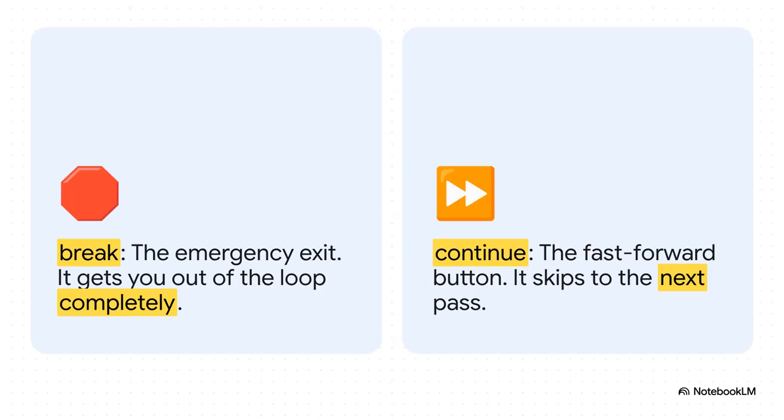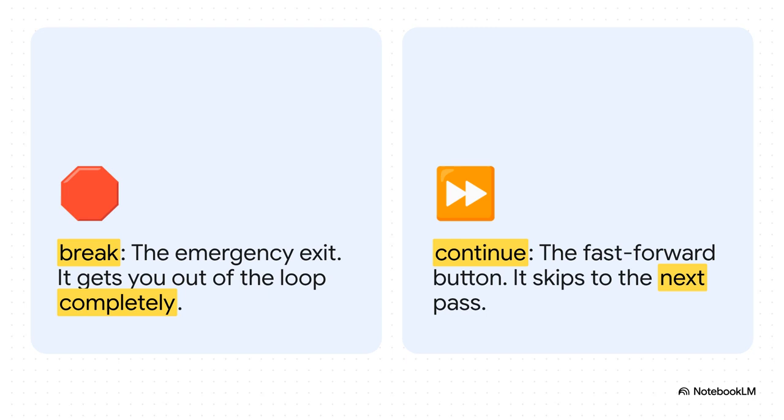All right, two super important commands you need to know are break and continue. I like to think of them as little escape hatches for your loops. Break is like pulling the big red emergency stop lever. It kicks you out of the entire loop immediately. Done. Continue is different. It's more like a skip button. It just says, okay, I'm done with this particular run. Let's just skip to the next one.